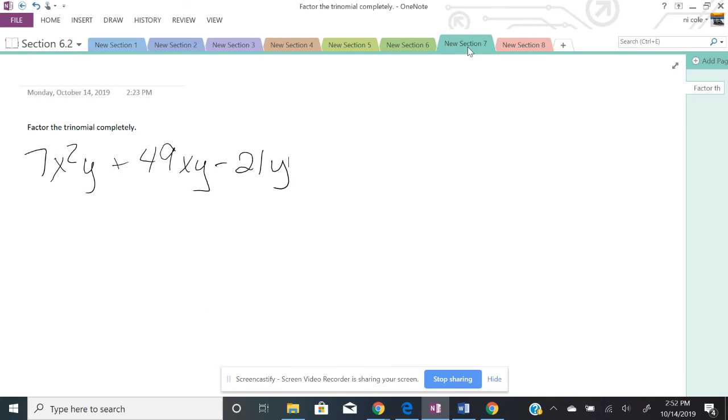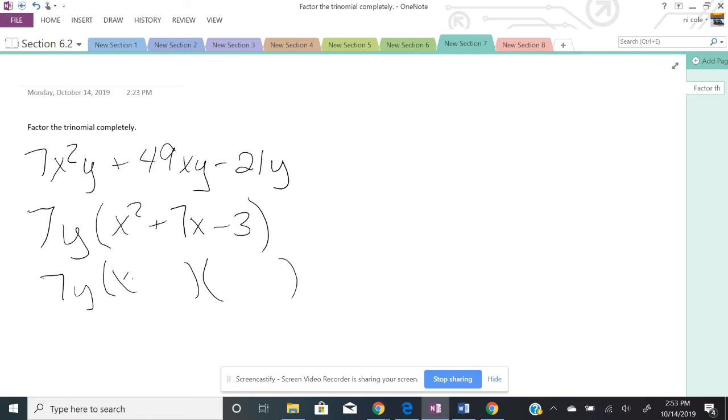All right, let's look at this one. What do they all have in common? Well, 7, 49, and 21. They have 7 in common. Okay, the other thing they have in common is a y, leaving me x squared plus 7x minus 3. Okay, again, let's factor that larger one, so that gives me x and x. How do I make a minus sign? It's a plus and a minus. What makes 3? 1 and 3. So let's throw it in, 1 and 3.